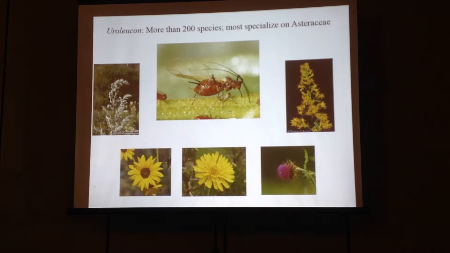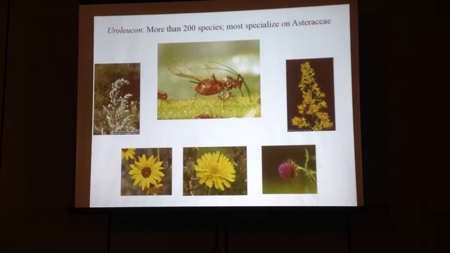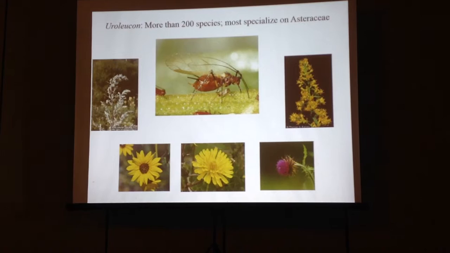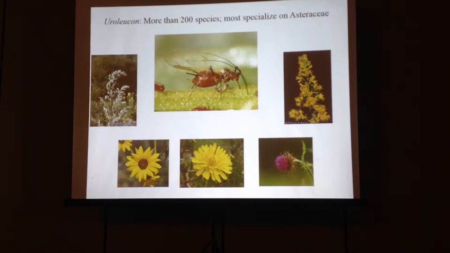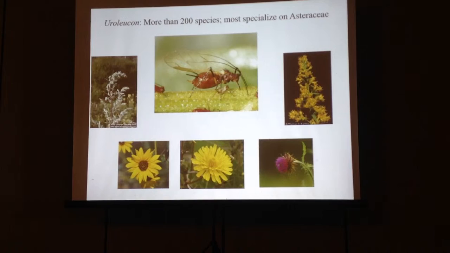Here's a picture of an aphid in the genus Uroleucon, which has more than 200 species, most of them distributed in North America and Eurasia. And the vast majority of them feed on various plants in the family Asteraceae, one of the two largest families of plants, which includes things like the sunflowers, members of the dandelion tribe, Cichorieae, members of the thistle tribe, Cynareae, members of the sagebrush or Artemisia tribe, the Anthemideae, and here a member of the tribe Astereae.